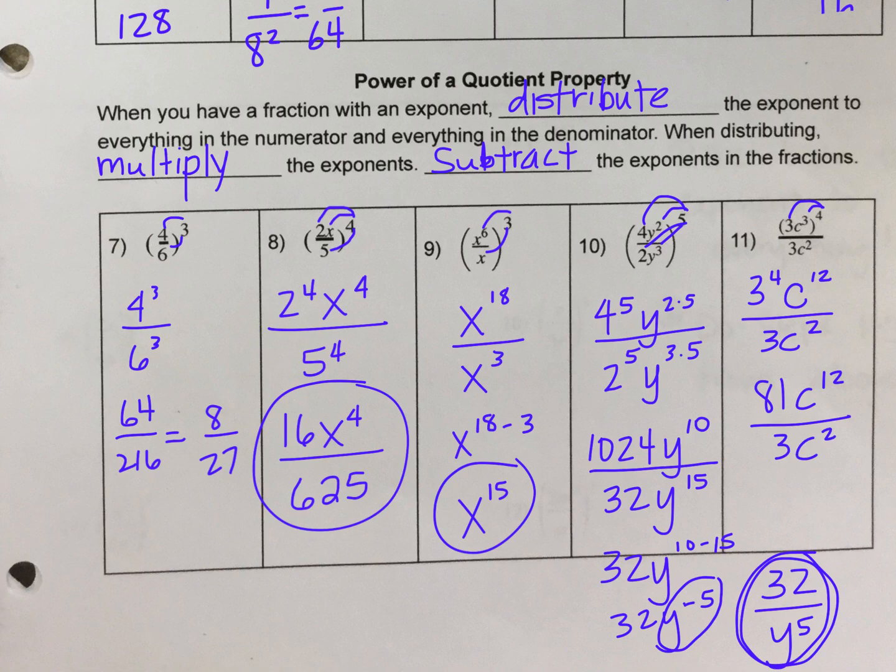Now I just need to subtract that 12 minus 2. Well, first to do 81 divided by 3 is 27. C, 12 minus 2 is 10. That's your final answer there.